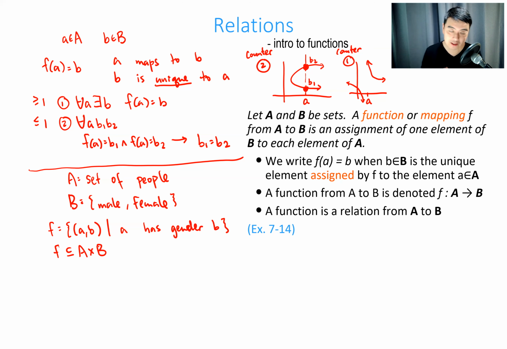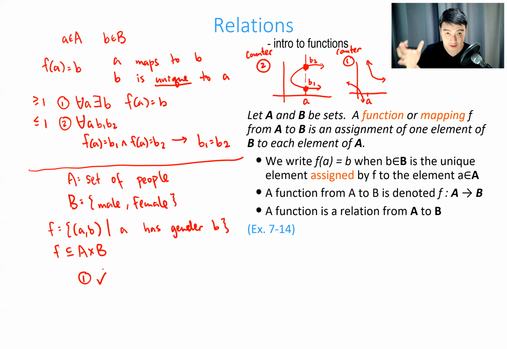Now what we want to ask ourselves right now is, is this a function? Is this a function from set A to set B? So let's go back to our definition. Our definition says both number one and number two have to be true. Number one says every A has at least one B. In this case, is it true that every person has at least one gender? Yes, I think that's true. So number one passes. That is a true statement.